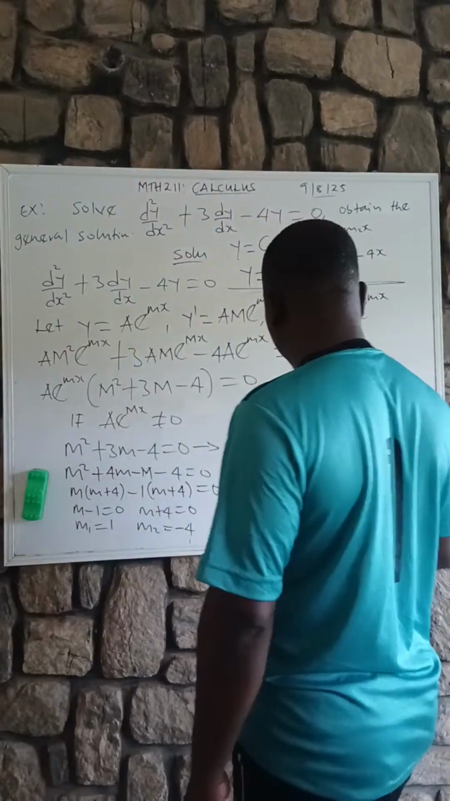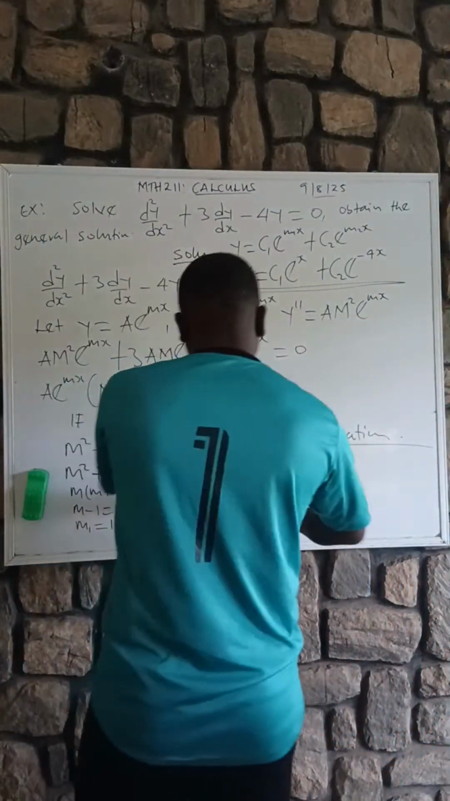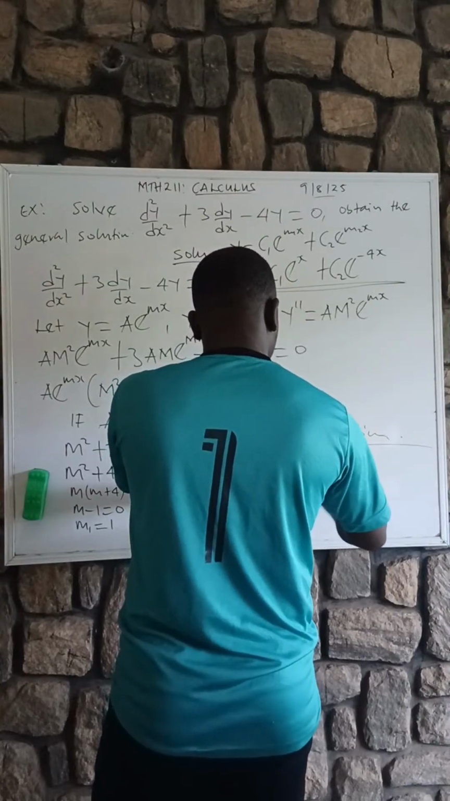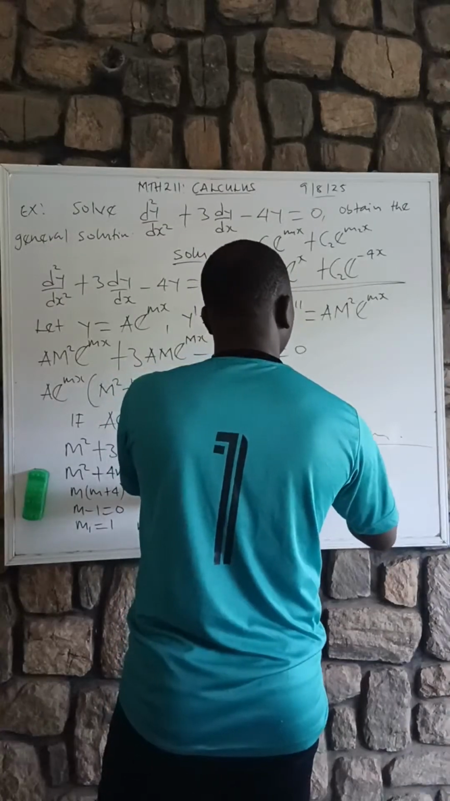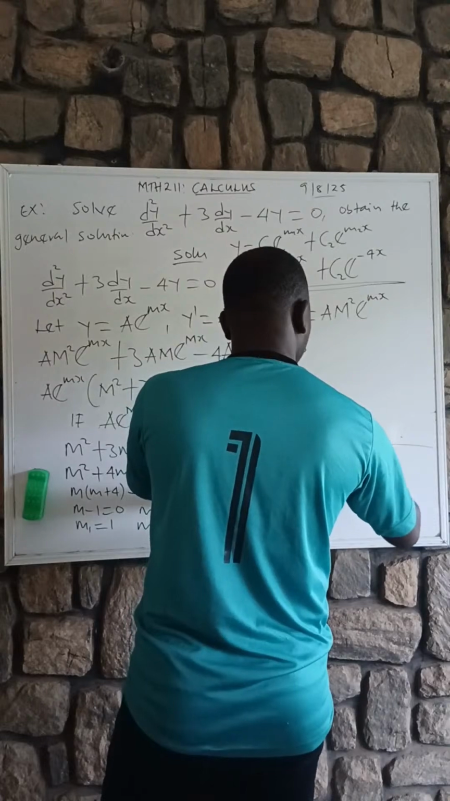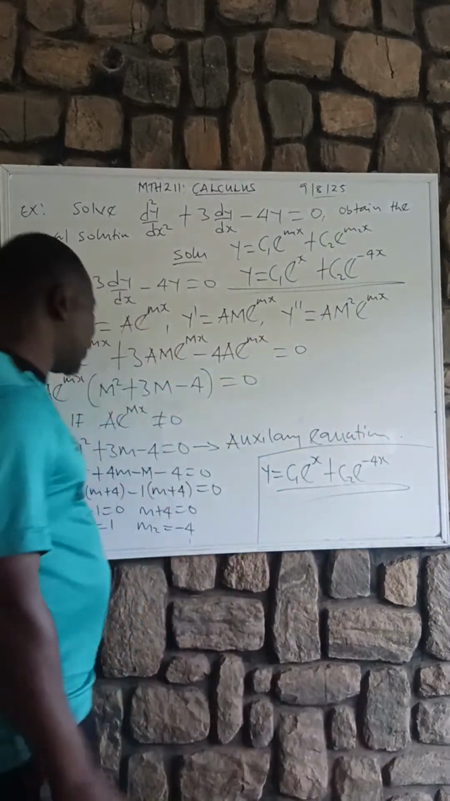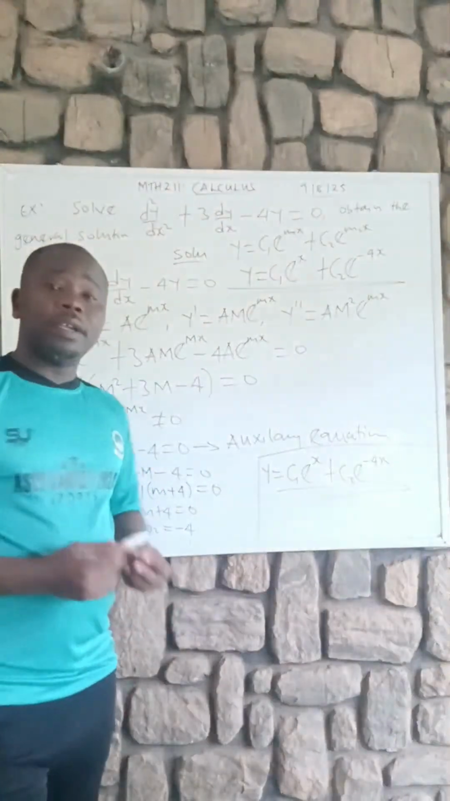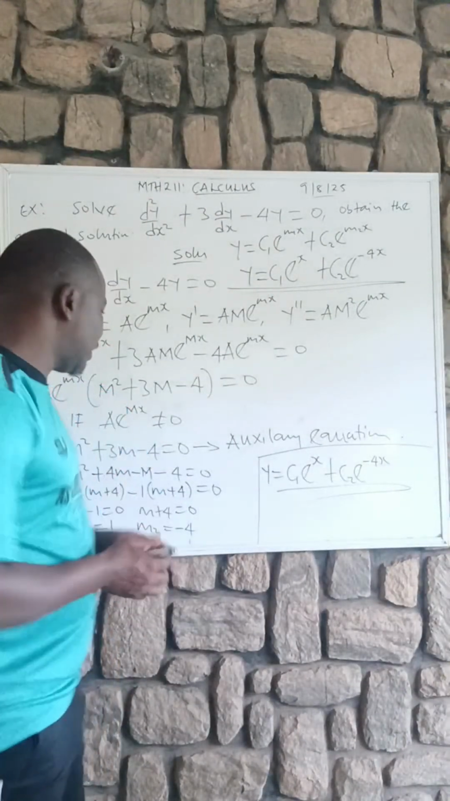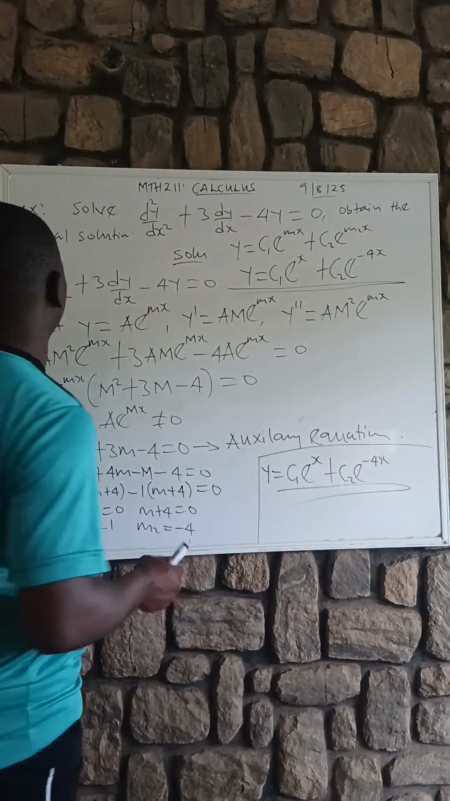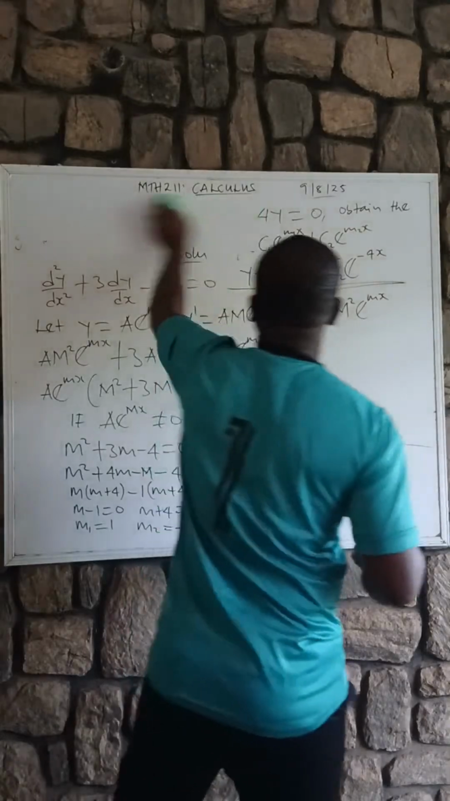So take note. So it means our general solution, y is equal to c1 exponential x plus c2 exponential minus 4x. This is our general solution. Thank you very much. And let me drop the assignment. Is that clear? So this is how you are going to do it. Okay, let me clean this up and drop the assignment.